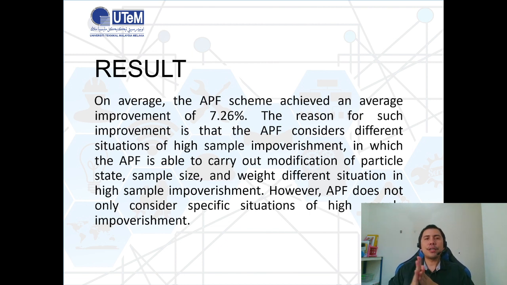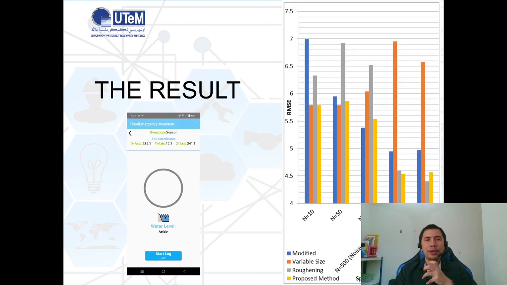The reason for such improvement is that our algorithm considers different situations of high sample impoverishment, in which it is able to carry out modification of particle sample size, particle state, and weight in different situations. However, our proposed algorithm does not only consider a specific zone in high sample impoverishment. Okay, so this is our result.